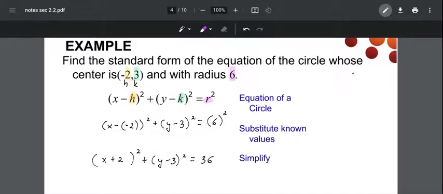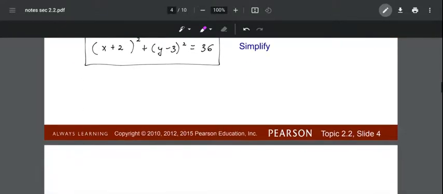So this is how we leave the standard form. You don't want to remove the parentheses, because don't forget that in this problem, we're asked to create the equation in standard form. So don't FOIL, don't simplify, you need those parentheses. Okay, so that's the standard form.